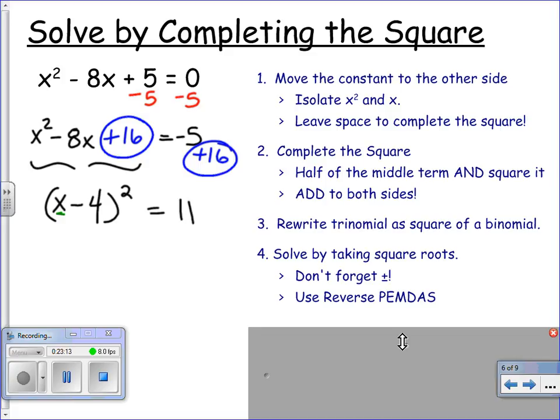And so you'll solve by taking square roots. Of course, when you're solving by taking square roots, you cannot forget the plus or minus, or you'll be leaving off an answer. And you must use reverse order of operations. So you have to undo the exponent first and then undo the addition and subtraction inside the parentheses.